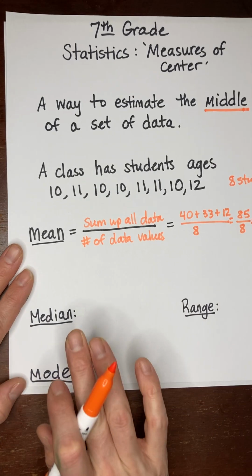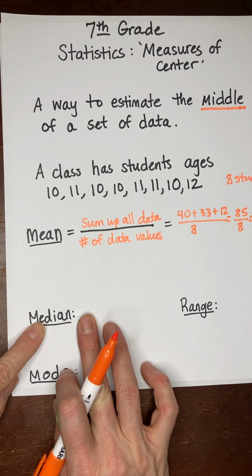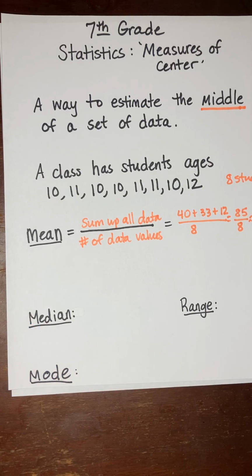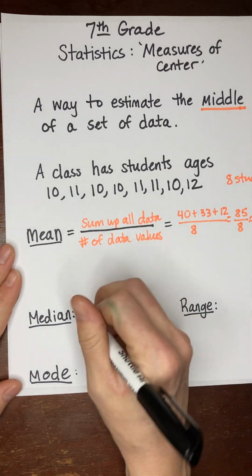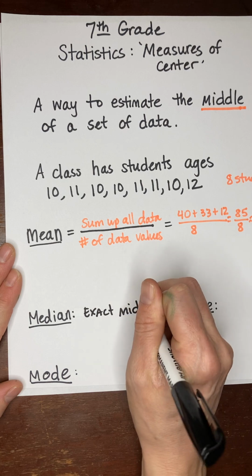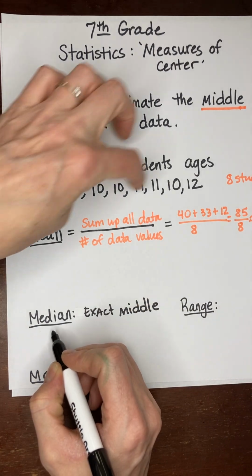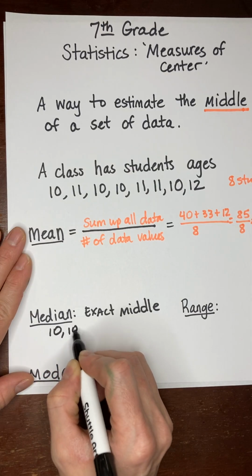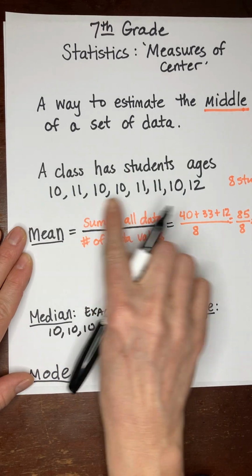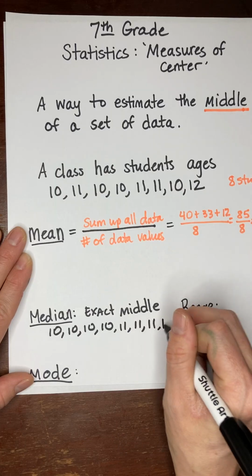Now the median is another way to measure the middle of the data set. But first we have to order the data from smallest to biggest because it is the exact middle. So exact middle. Let's order up our data first. We've got 4 10s, and we have 3 11s, and then we have a 12.